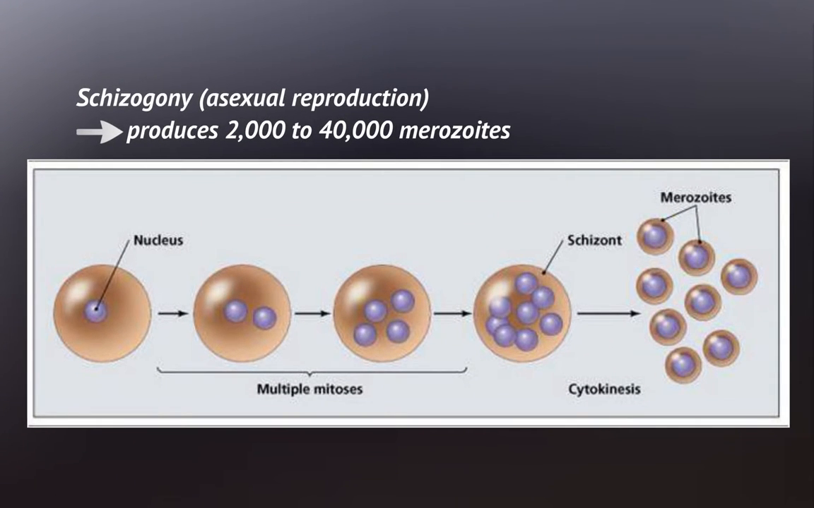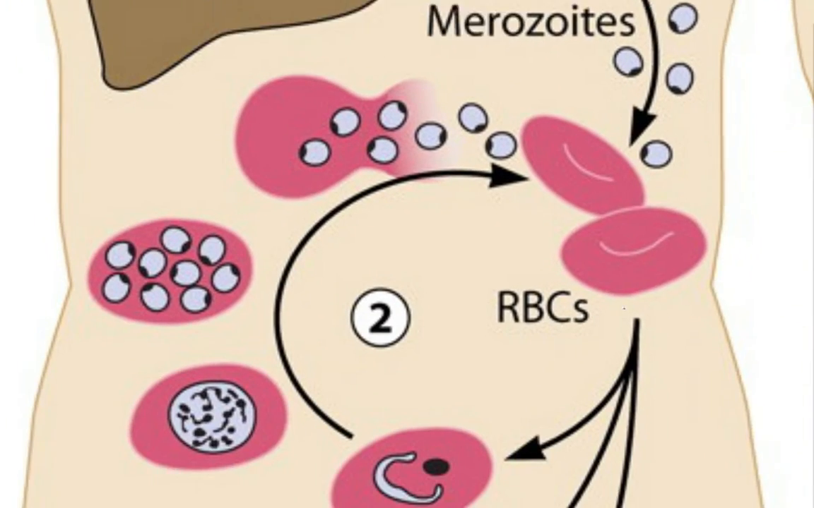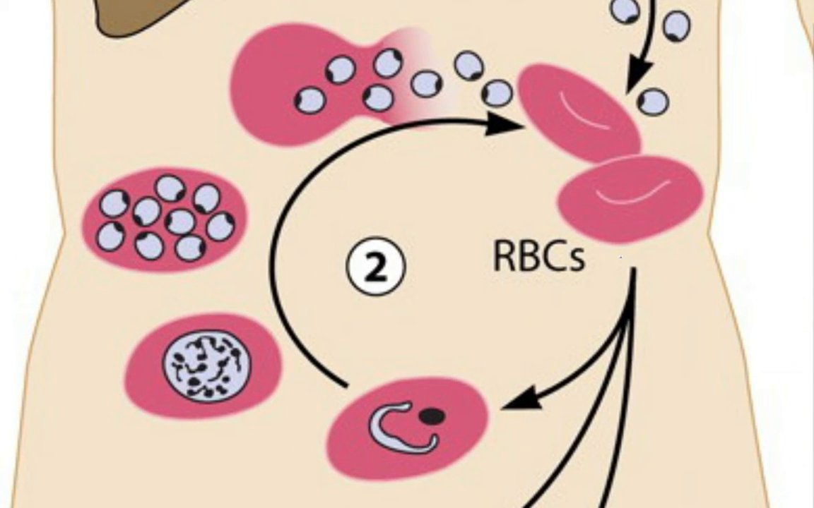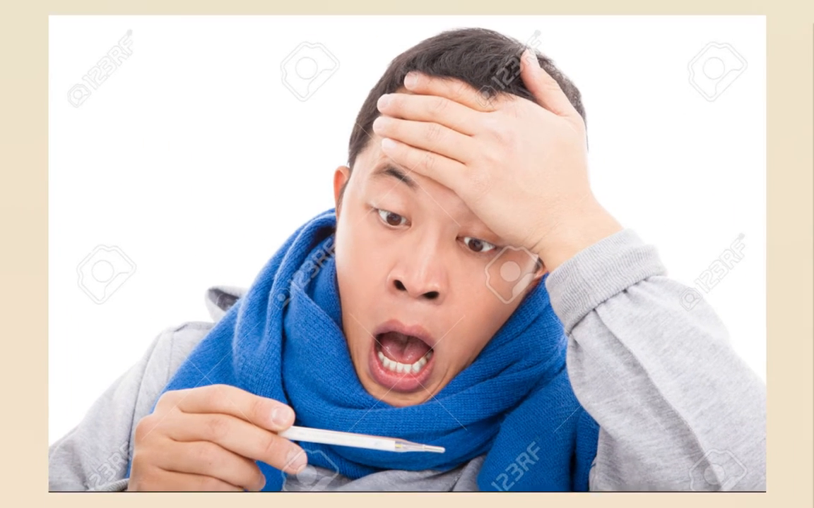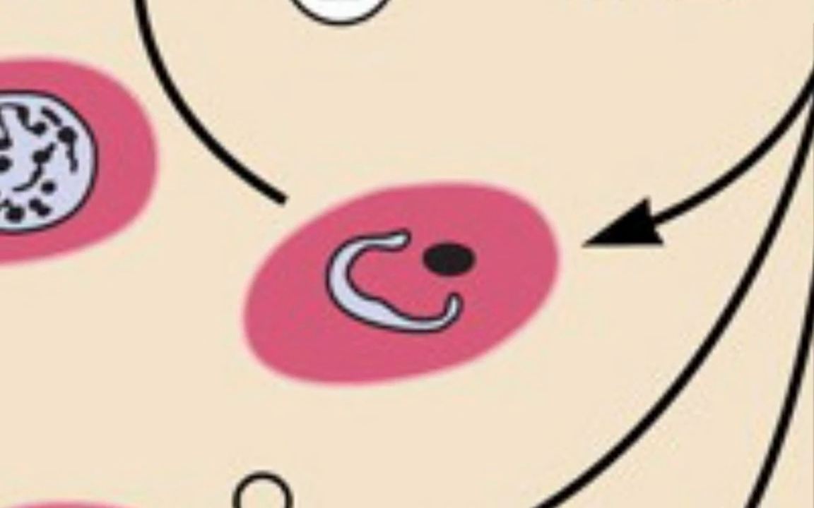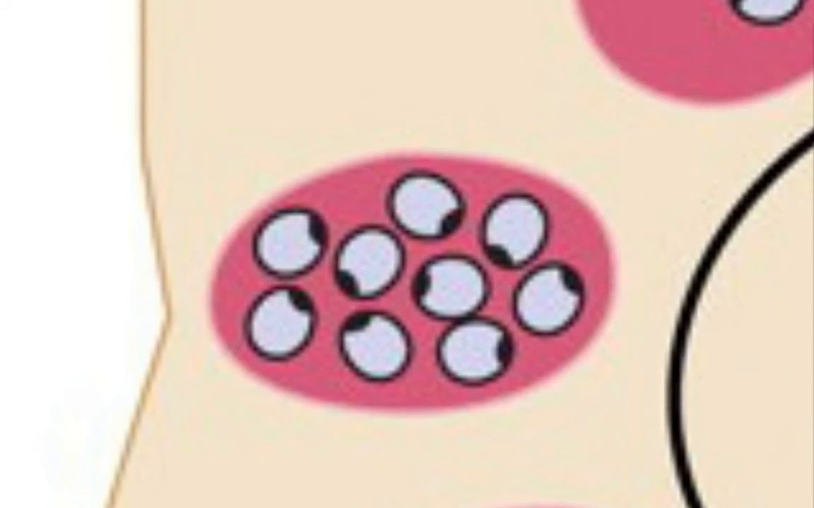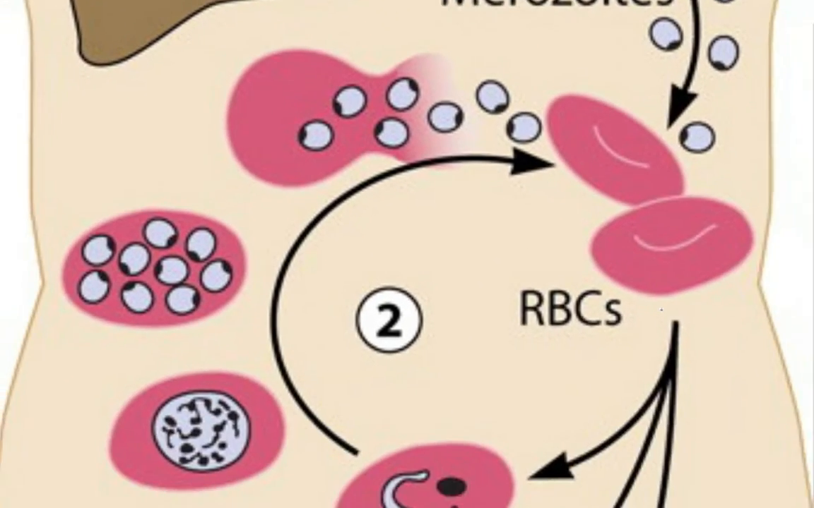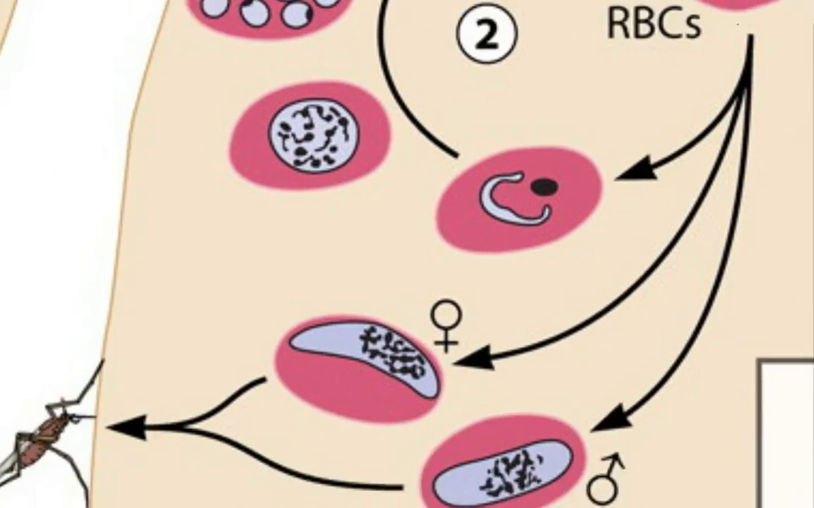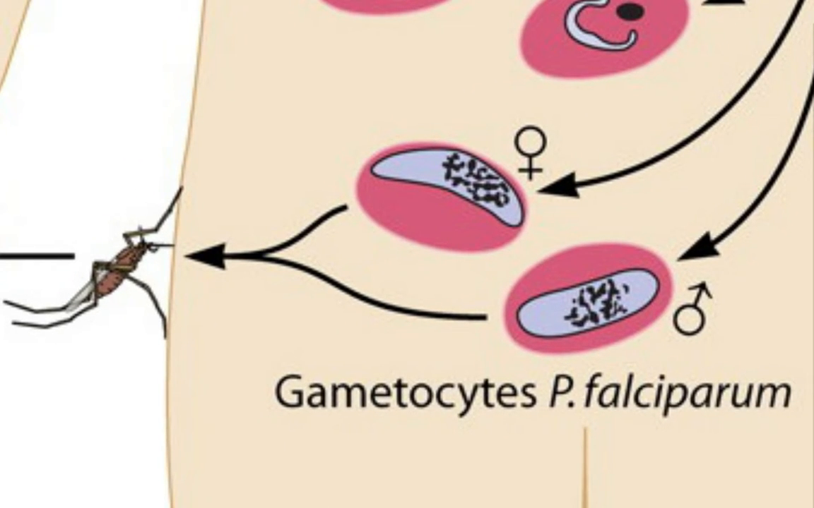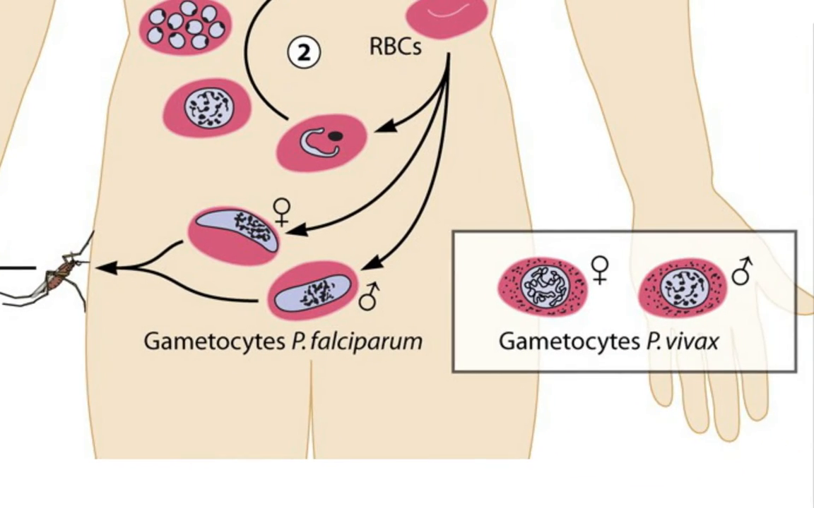These merozoites will then exit the liver into the bloodstream, where they invade and consume the contents of red blood cells, causing fever-like symptoms in the host. The red blood cells then rupture, releasing the merozoites to infect more red blood cells. A small portion of the protozoa in the liver will not differentiate into merozoites, but into gametocytes, which will then be taken up by the mosquito to continue the Plasmodium life cycle.